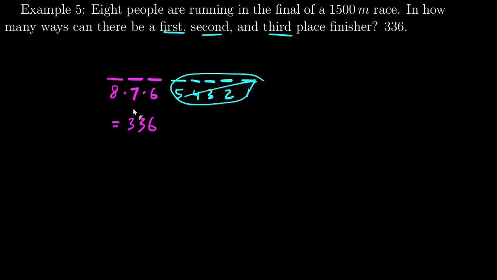Now before I move on, you might want to think, how could I use factorials to get 8 times 7 times 6? We already sort of saw it. We know that the way to arrange all of them was 8 factorial. But over here, we got rid of 5, 4, 3, 2, and 1. And that's 5 factorial. This idea, this concept, is going to lead into the next lesson.